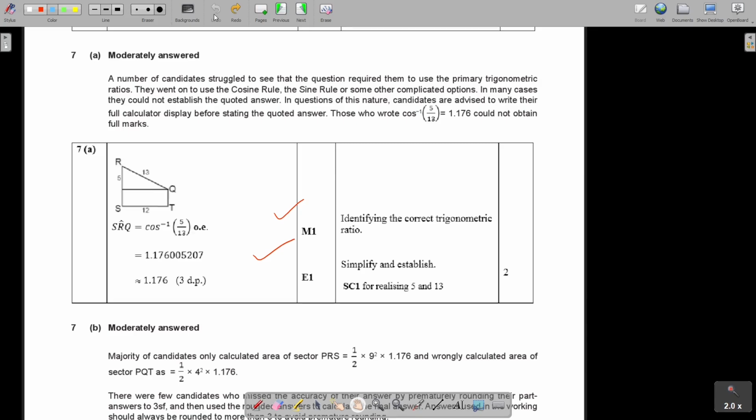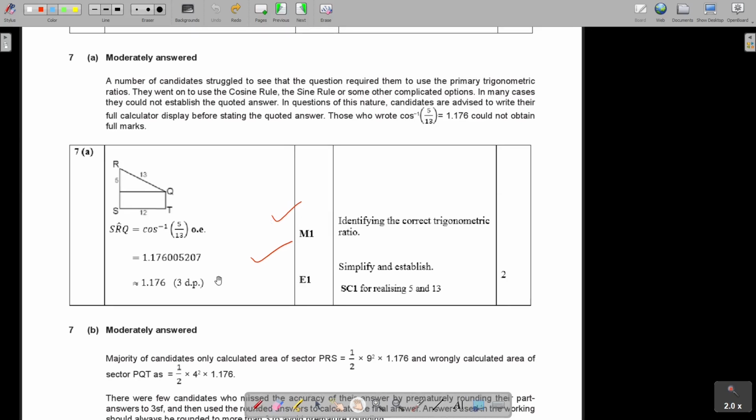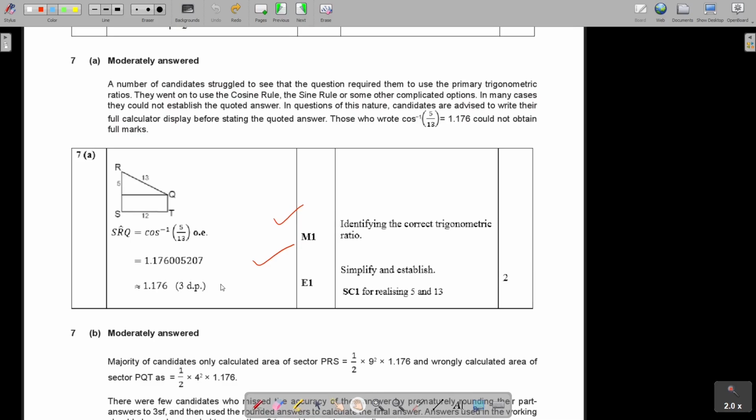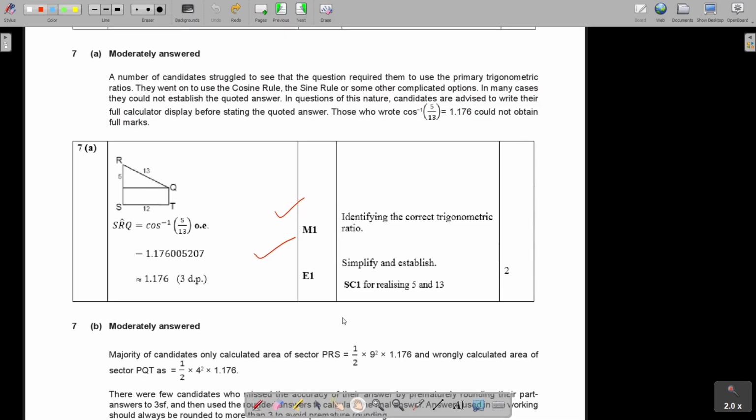Okay, so basically what they are saying there, if you did not write that full calculator display, then if you just went from this step to this step, you only scored 1 mark. So especially if they say show that, but it's best to do it always.